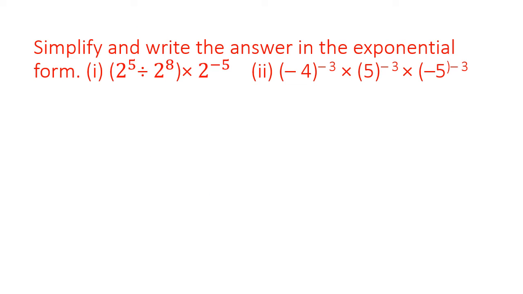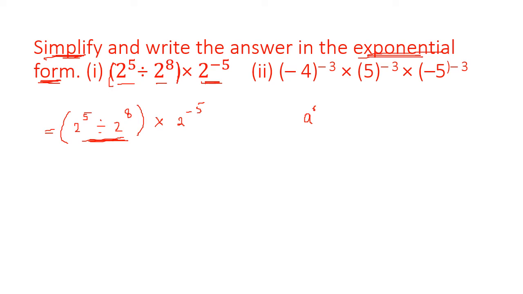For the next topic we have simplify. Again, simplify and keep the power in the exponential form. Exponential form means you do not have to find the value. You just have to put the powers. But now you can see instead of 2 numbers, we have got 3 numbers. And we have got a bracket also. So which rule will we follow? We will follow the BODMAS rule. Okay? So we have got 2 raised to 5 divided by 2 raised to 8 into 2 raised to minus 5. Look at the first in the bracket.